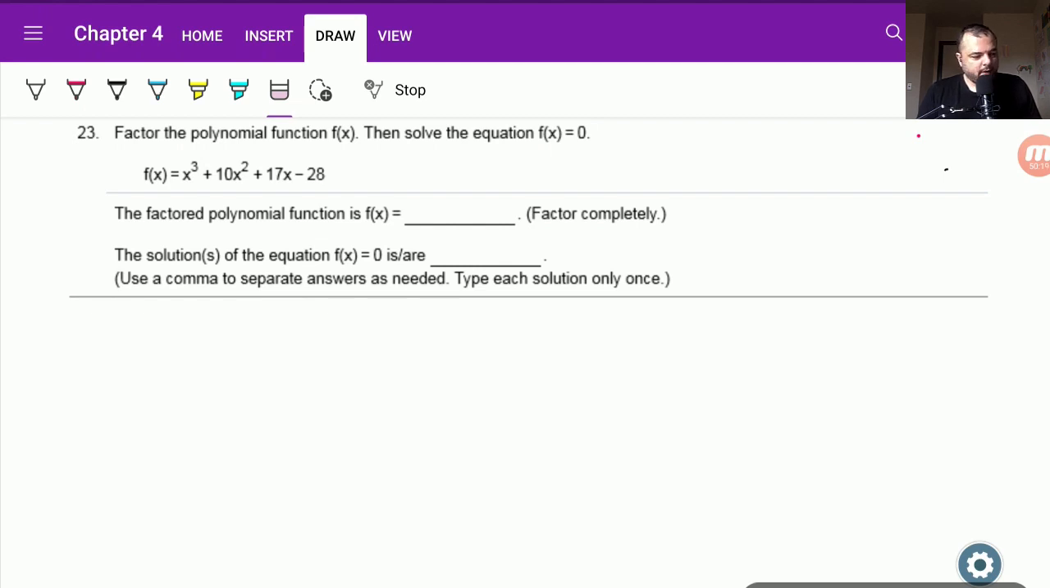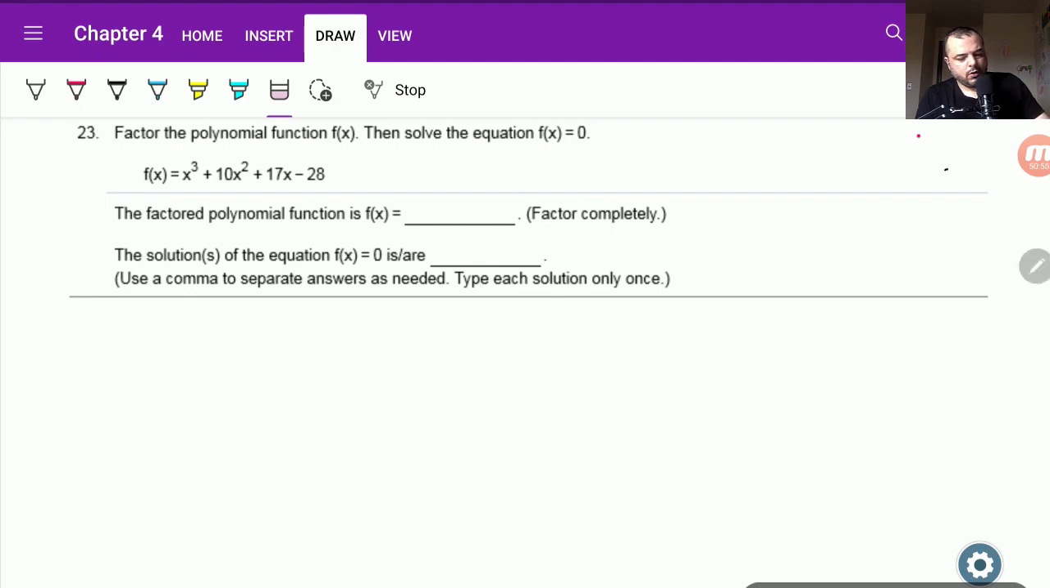In this problem, factor the polynomial function f of x, then solve the equation f of x is equal to 0. So f of x equals x cubed plus 10x squared plus 17x minus 28. Factoring, we don't have any problem when we have a quadratic equation, or a quadratic function, because we can factor it using many methods. But when you have higher than second degree, sometimes it's hard to do it even by grouping. So we think about using a different technique, okay?